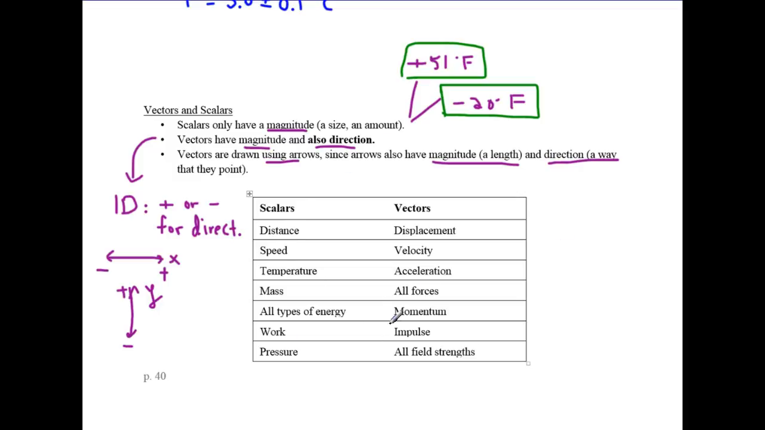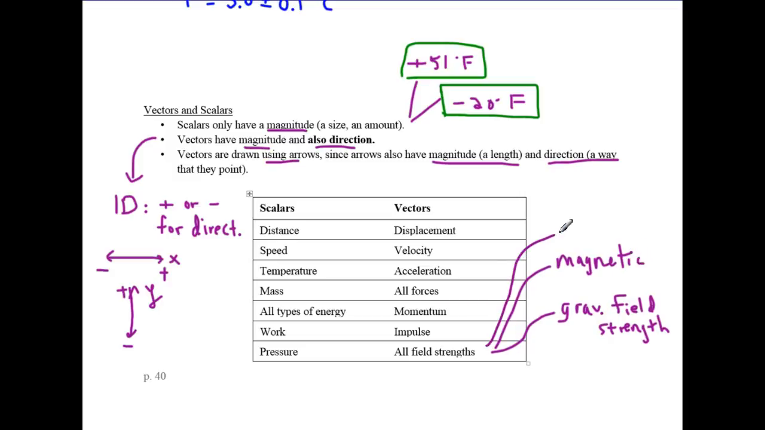Here are some examples of scalars and vectors. This one I want to point out, field strengths, we're going to learn about this. Gravitational field strength, you can write the whole word out. That's a vector. We're going to learn about another example, magnetic field strength. You can write out the whole word magnetic. And another field strength we're going to learn about is electric field strength, which we've already seen some of last year. Okay. By contrast, here are some scalars to know. All types of energy, that includes kinetic and potential. None of these on the left have direction. All of these on the right have a direction, like to the right, up, down.